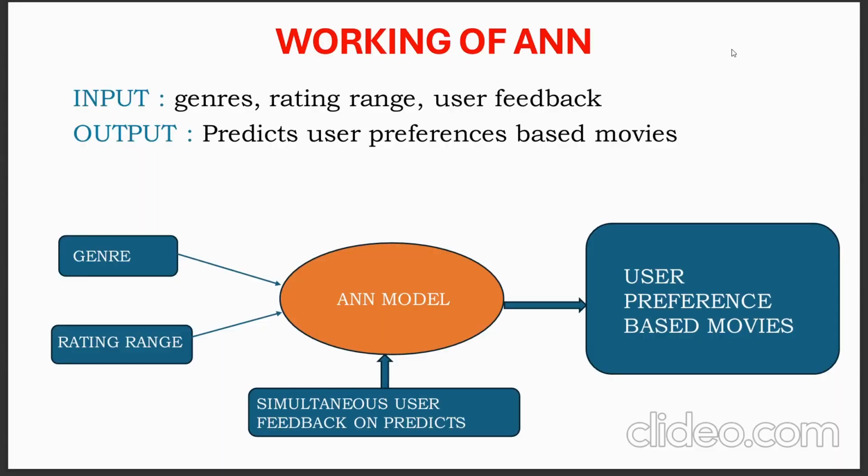Now jumping to the ANN, we have inputs as genre, rating range, and user feedback, and we predict user preference-based movies. At the time of prediction, we take user input feedback, which is basically a variable representing the score of the feedback: -1 is for very bad, 1 is for great, and 0 is for neutral.